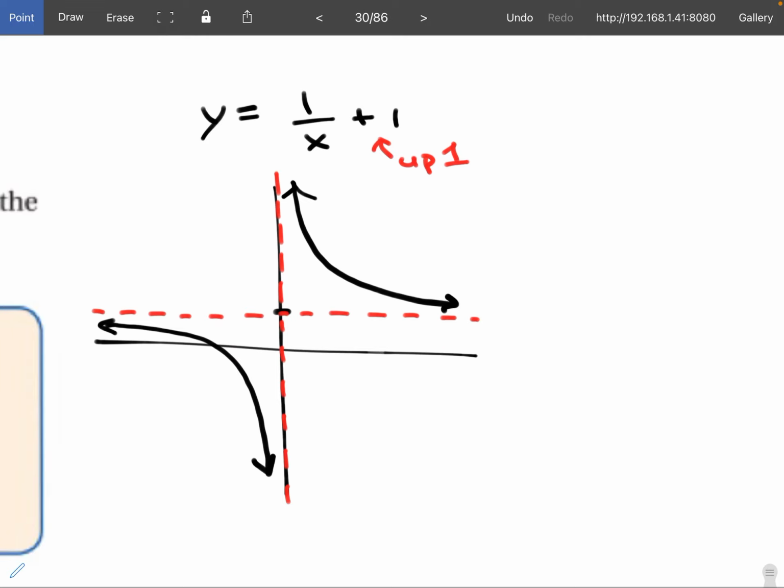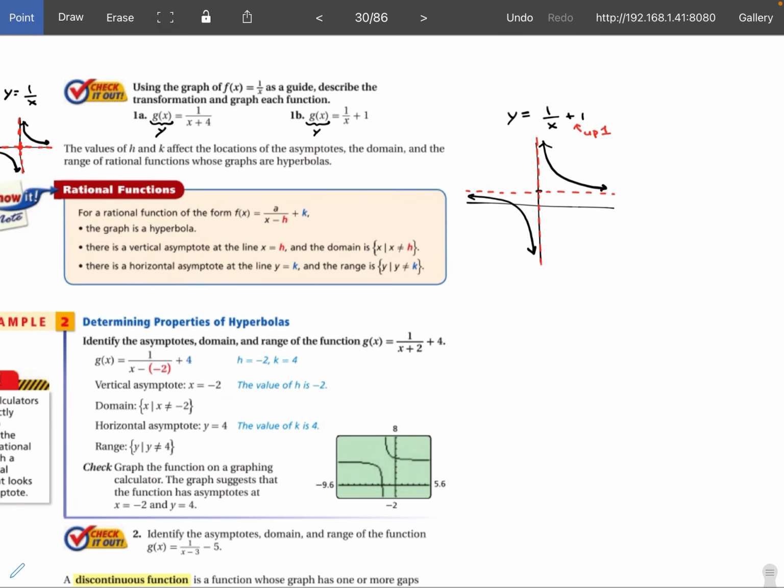All right, that's all we got to do for those two, right? I think that's all it said was just to get a graph, right? Let me verify that real quick. Yeah, it said use the graph to describe the transformation. Well, describing the transformation was the up one, okay? And then graph it, so we're good.